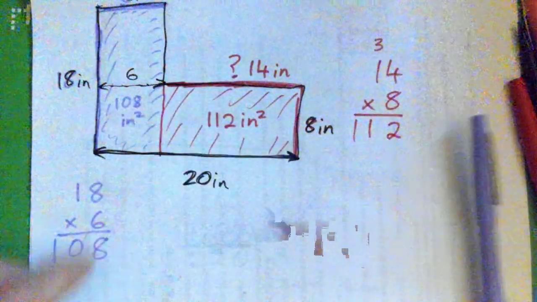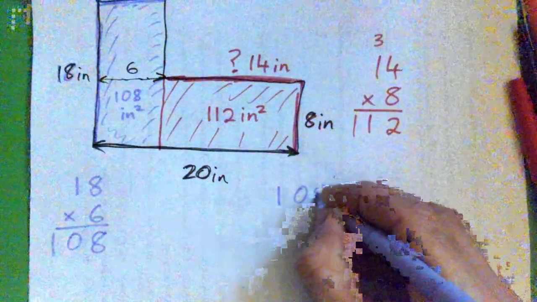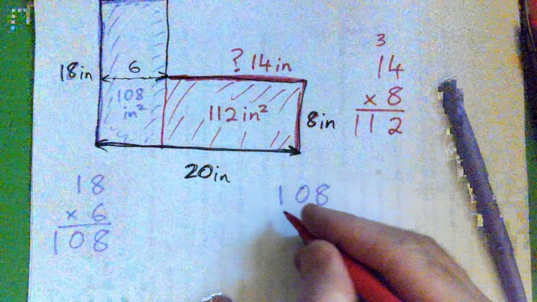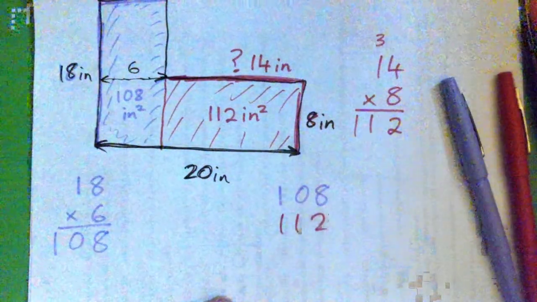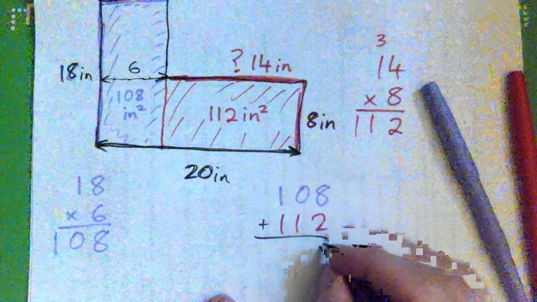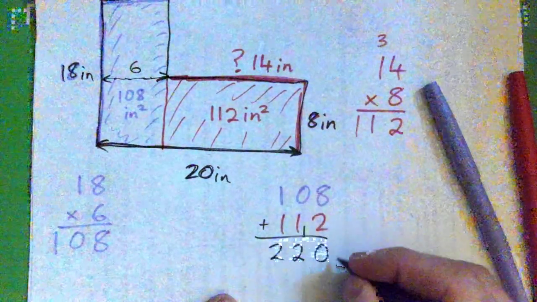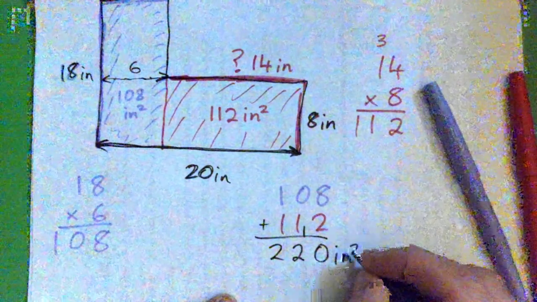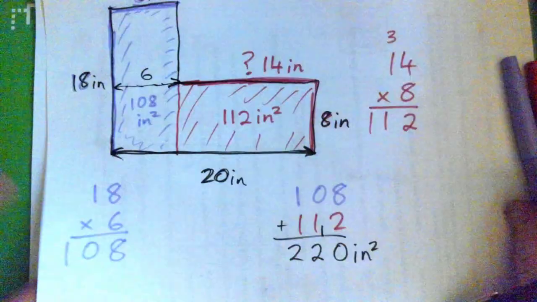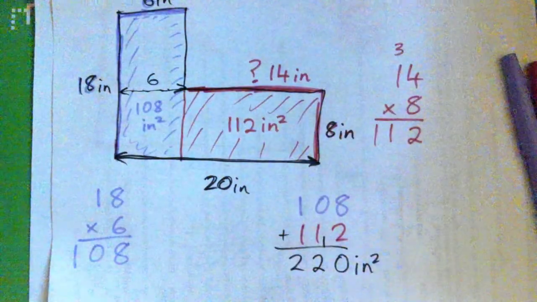So we take our purple area and our red area, and add them together, and that will give us our total. 8 plus 2 is 10, carry 1, that's a 2, and that's a 2. So 220 square inches, and that looks familiar. Look at that. It was 220 last time when we split it the other way, and it's 220 this way. So there's two ways to solve the same problem, right?